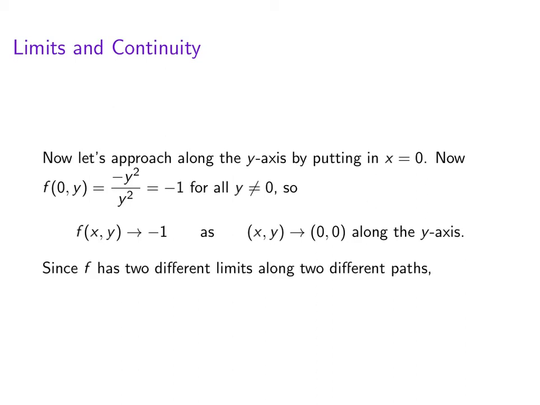So what we've proven is that f has two different limits, approaching along two different paths. That means the limit does not exist. Let's look at a picture of the two different paths.